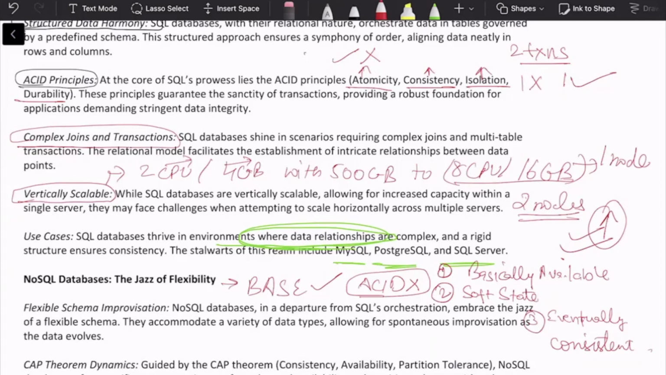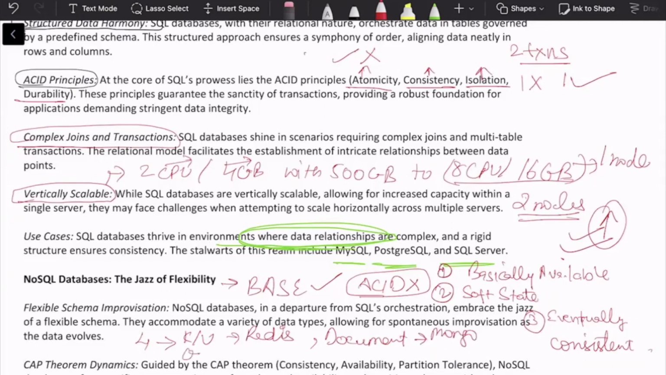There are 4 different types of databases. The key-value database, which has basically simple keys and values, like Redis. You have document types of databases like MongoDB.